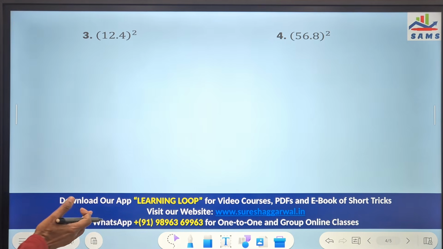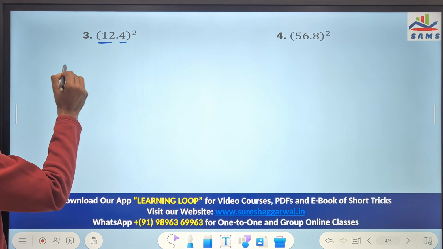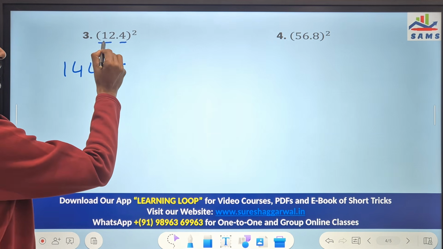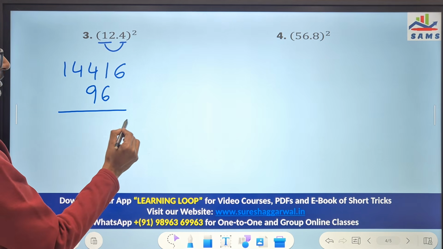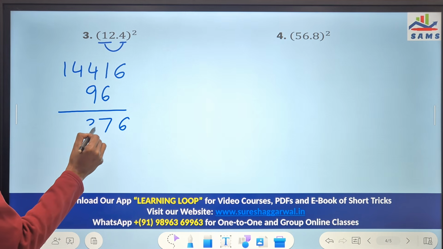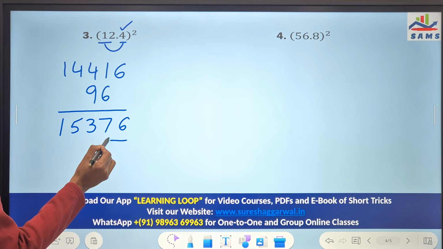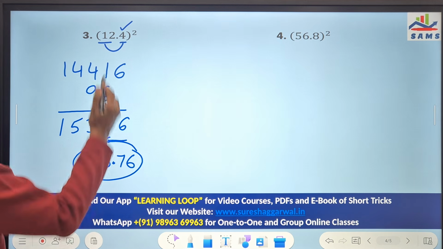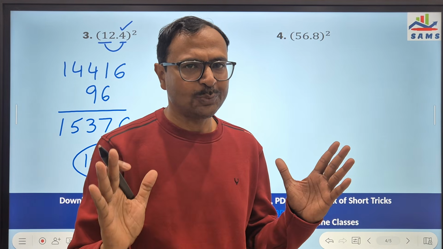See, big numbers now. This is a big number. This is elementary, 12 and 4. So 12 square 144, 4 square 16, and then 12 into 4 48, double 96. Write it below here. So 6, 7, 13, 3, 1 carry, 5, 1. 1, 5, 3, 7, 6. And now put the decimal, one digit here, so two digits here. 153.76 is the square of this decimal number. See, 7 seconds or 8 seconds and you are through.